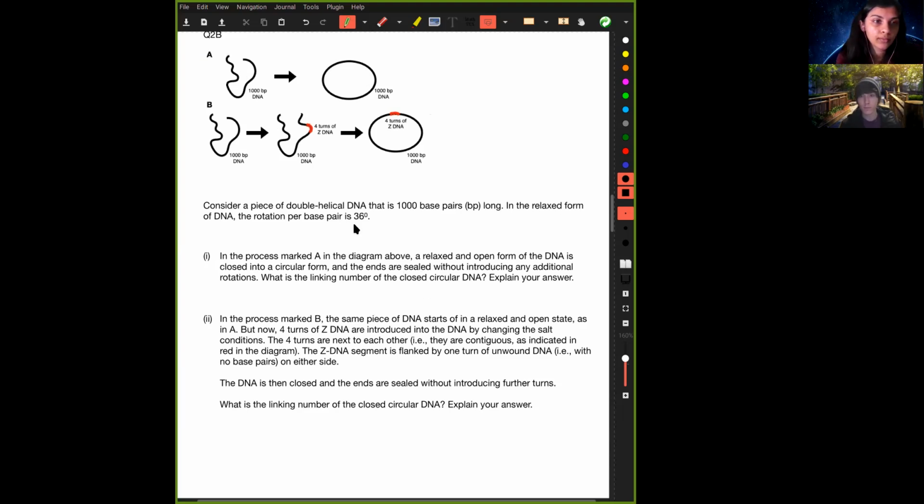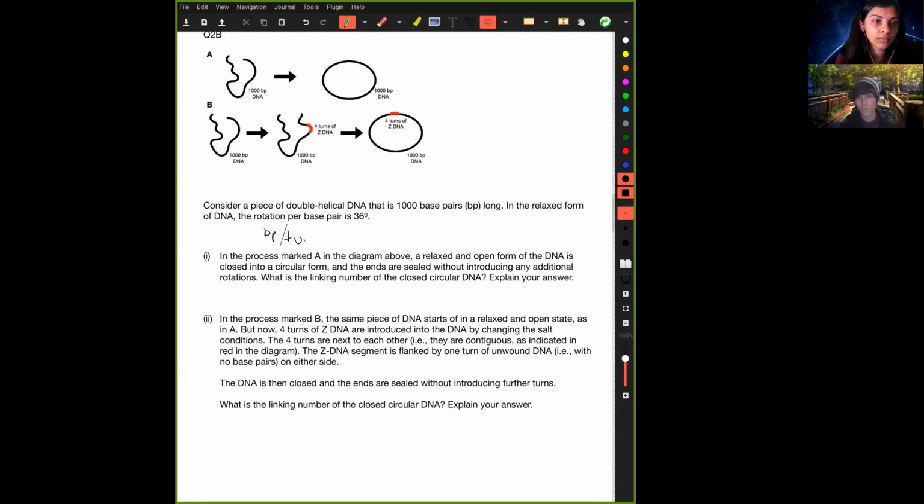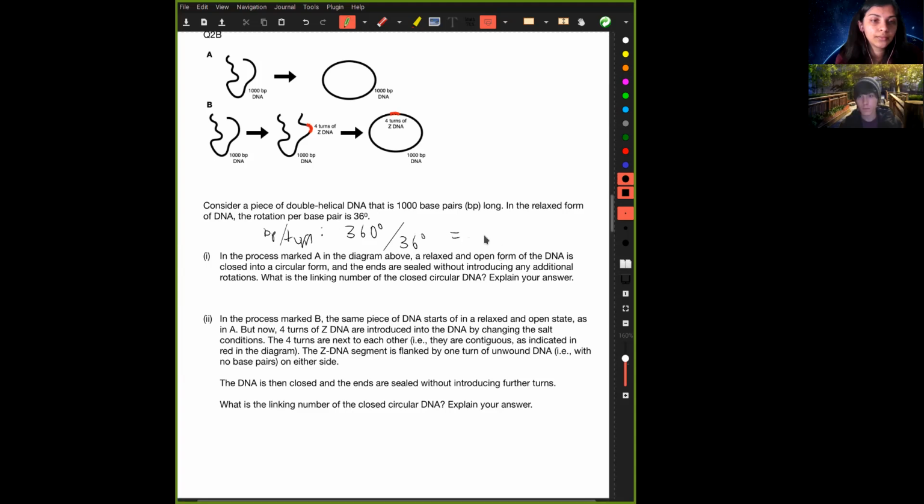So we're already given that the rotation per base pair is 36 degrees. So again, to find the number of base pairs per turn, we know that one turn is 360 degrees. And if we just divide that by the rotation per base pair, we get that the number of base pairs per turn is 10. So from here, we know that there are 1,000 base pairs total, and there's 10 base pairs per turn. So can anyone remind me what the equation is for finding the linking number?